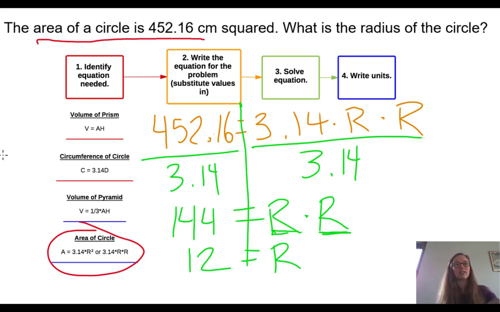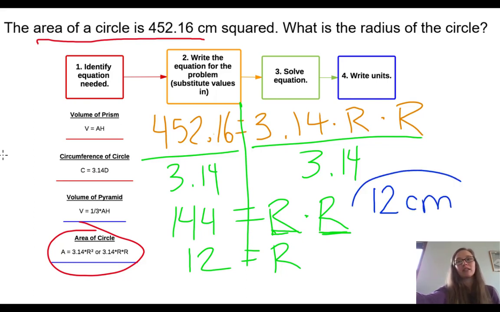Now radius is a distance, so we don't square it, we don't cube it, it's just going to be 12 centimeters for the radius.